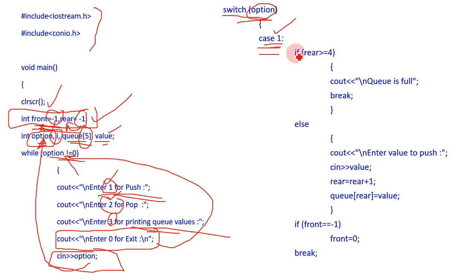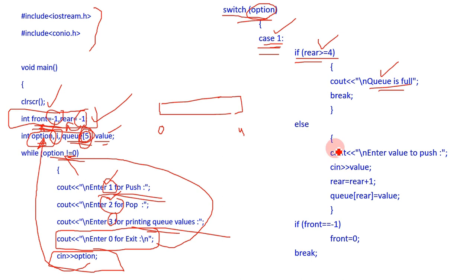So this is the push operation or insertion. Okay, so if rear is greater than or equal to 4, why 4? Because there are 5 elements, and we are implementing the queue by using array data structure. Okay, so there are 5 elements, while in C++ the array starts from 0. Okay, so 0 to 4 there are 5 elements. Therefore we use if rear is greater than or equal to 4, it means that the queue is full, or this is the overflow condition, and break.